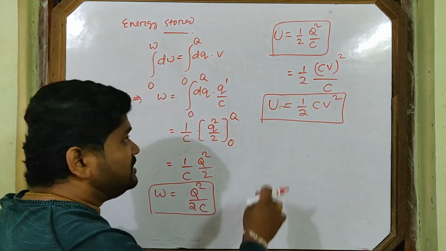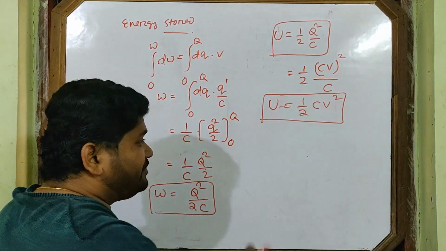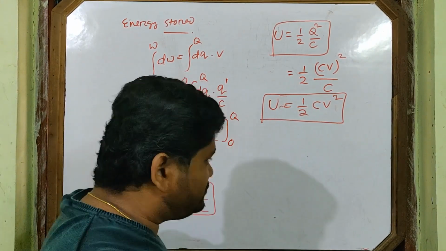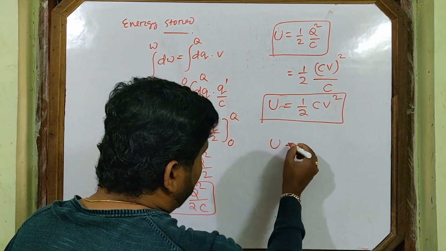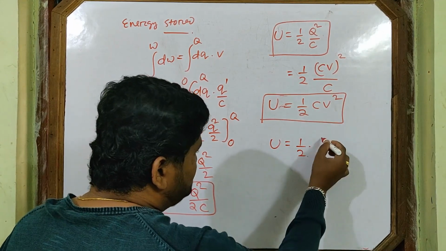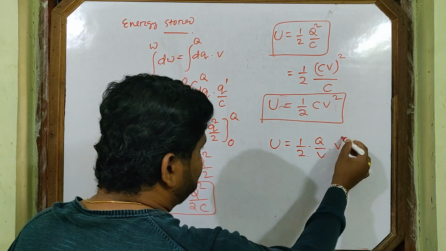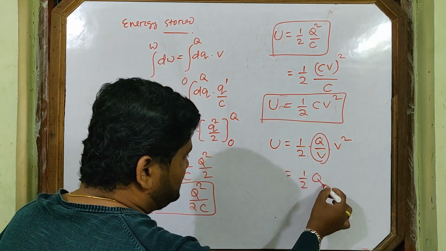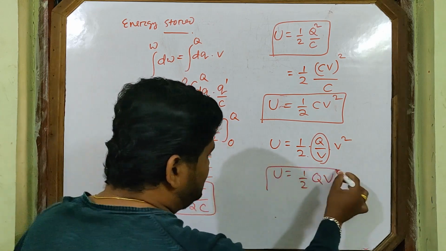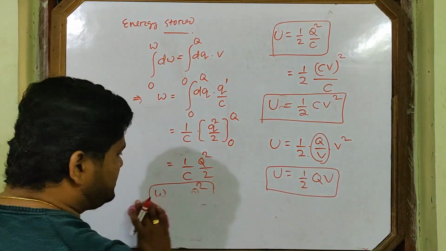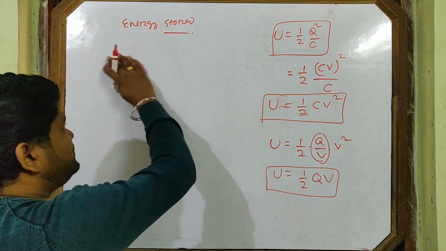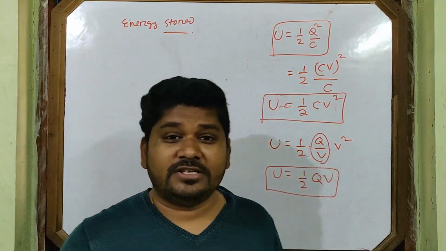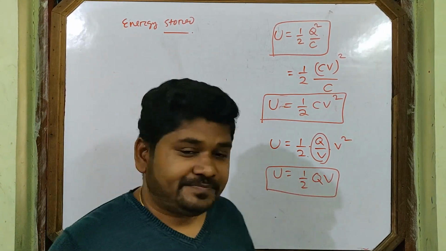Let's go to another formula. Now QC form, CV form, and now let's do QV form. How do we do the QV form? So half, in place of C you put Q by V. So it is coming half QV. This is also electrostatic potential energy stored in the capacitor. So you see, I wrote 3 formulas of the potential energy stored in the capacitor.